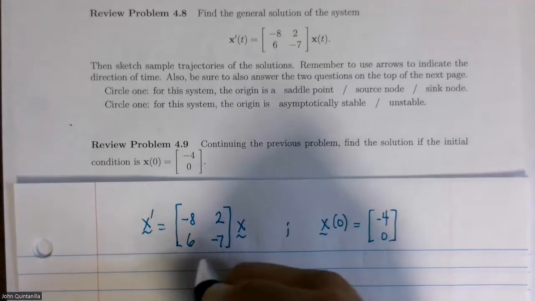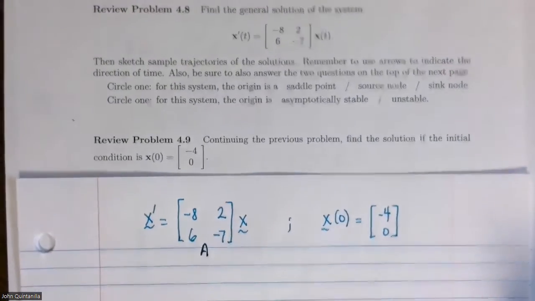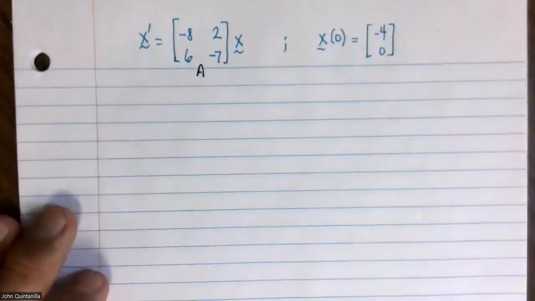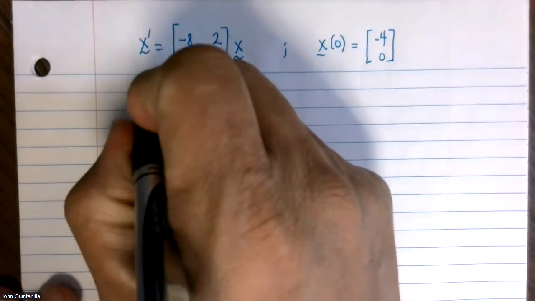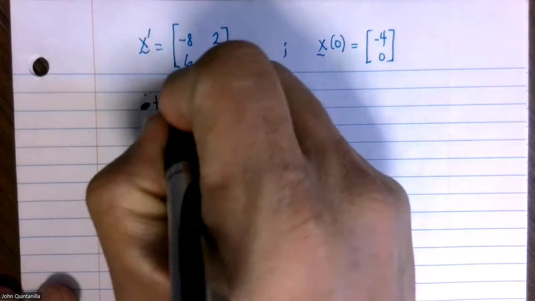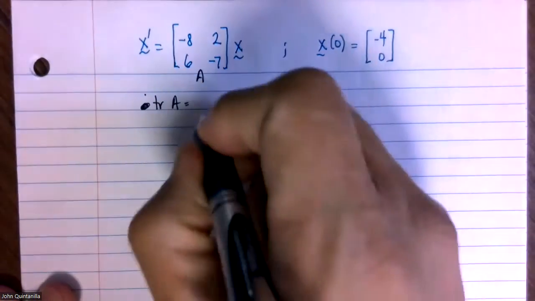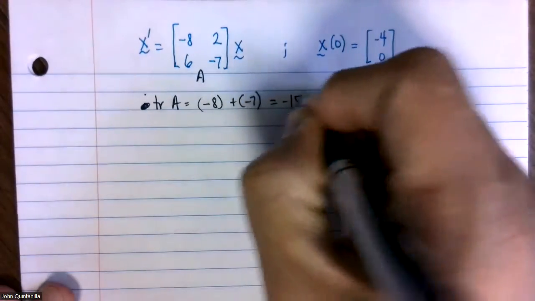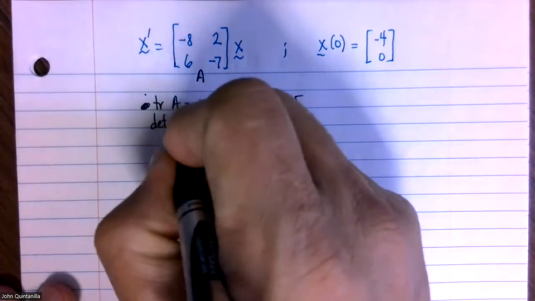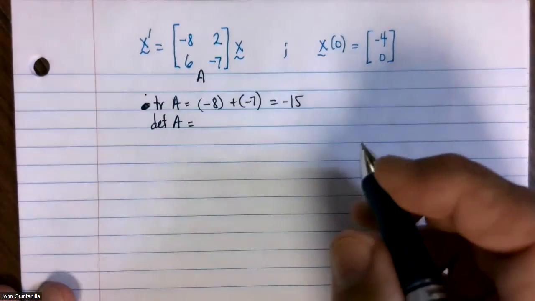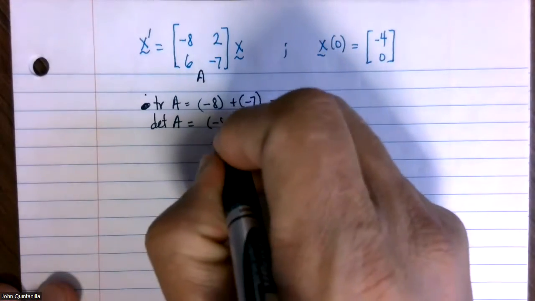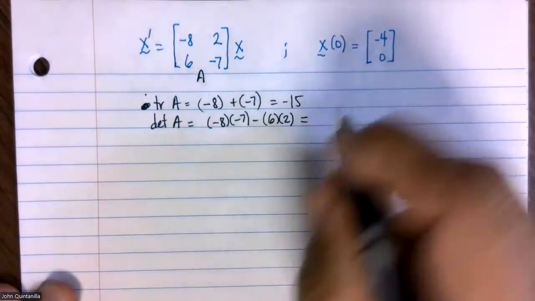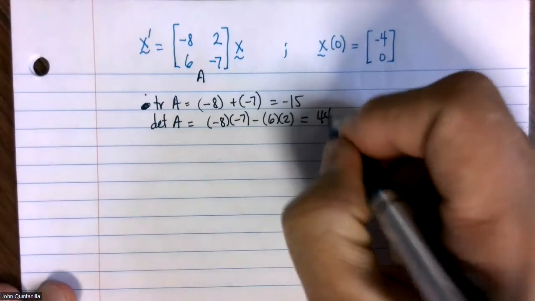To get started, we note that this is a matrix A, and so I need to find the eigenvalues and eigenvectors of this matrix. And so I will use my shortcut method of doing so. First, I figure out the trace of the matrix. I get that by adding the diagonal elements, -8 plus -7, so -15. And I also will figure out the determinant of this matrix. The determinant will be -8 times -7 minus 6 times 2. And so that works out to be 44.